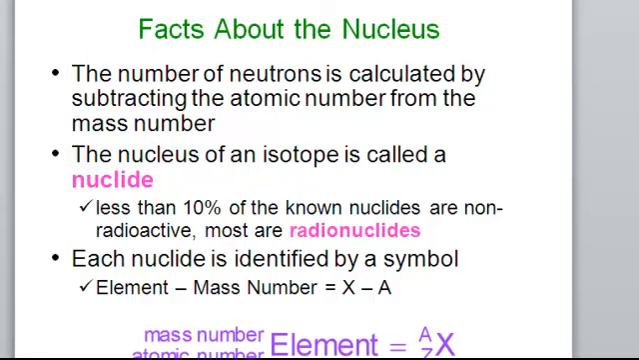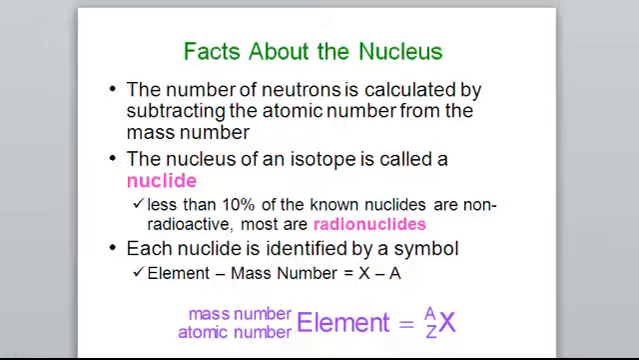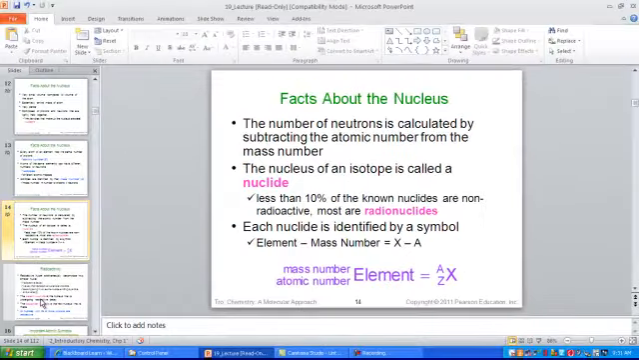So facts about the nucleus would say that any isotope consisting of protons and neutrons can differ by the number of neutrons, but they must have the same number of protons. An isotope specific to that element is called a nuclide, N-U-C-L-I-D-E. Now look at this stat. Less than 10% of the known nuclides are non-radioactive. That's very surprising. We could flip that to a more alarming statistic: 90% of all nuclides emit radiation.